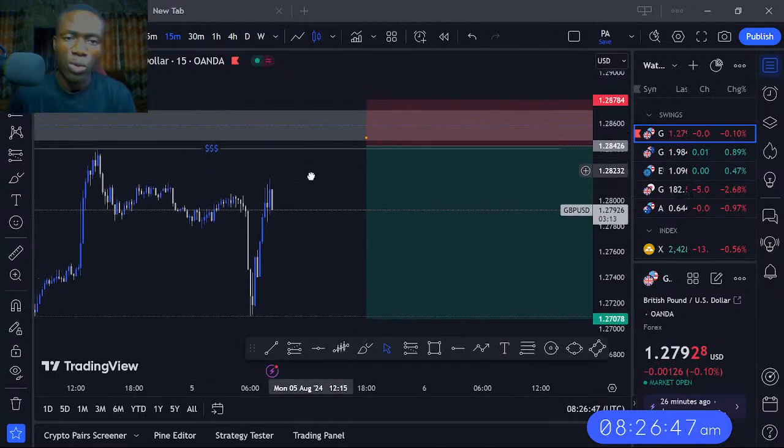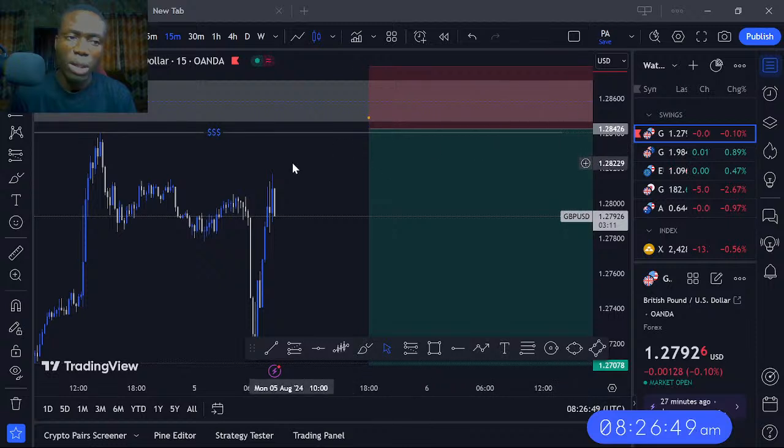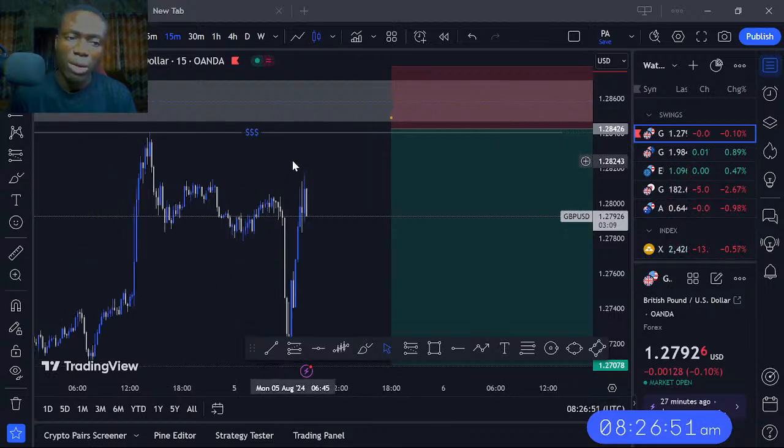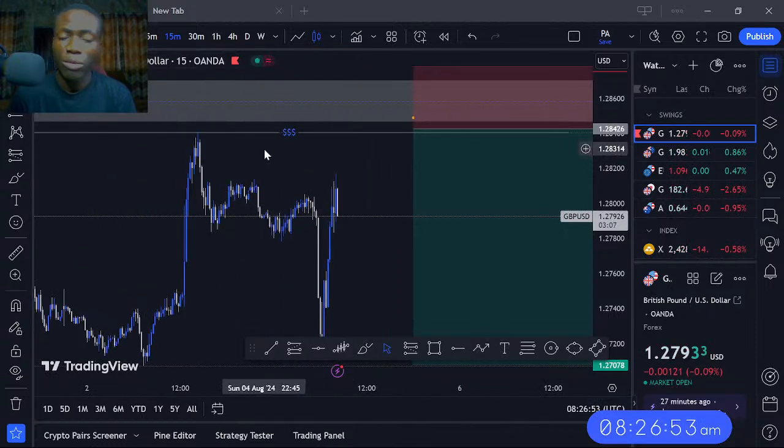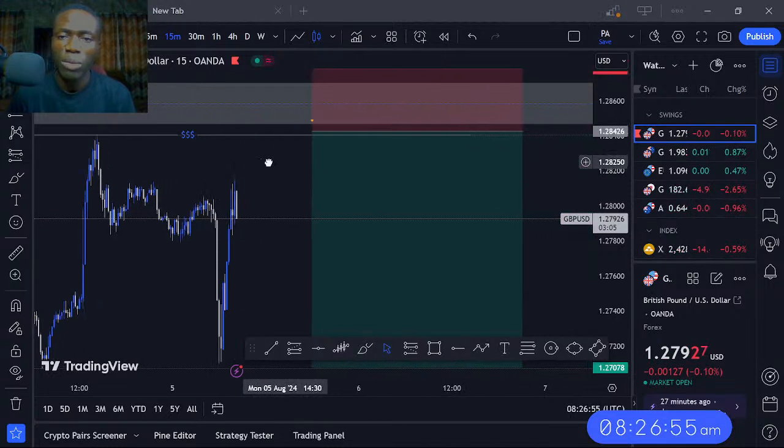So first of all, wait for the market to pull into that area, give you the bearish close to the downside, and then you take your entry from the 15-minute time frame. You need a bearish close on the 15-minute time frame.